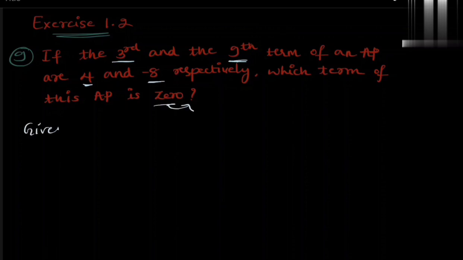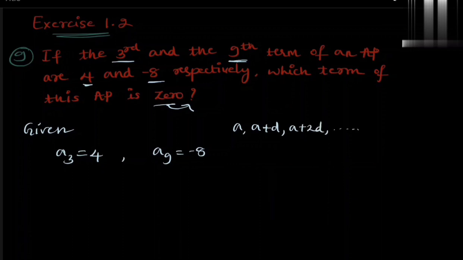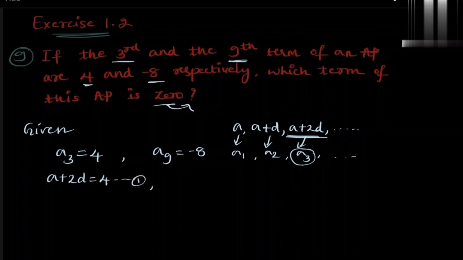So given the third term, that is A3 is equal to 4, and the ninth term, that is A9 is equal to minus 8. So we know the general formula, right? That is A, A plus D, A plus 2D, and so on. General form of an AP. So here A is denoted as A1, A plus D is denoted as A2, A plus 2D is denoted as A3, and so on. So here A3 means A plus 2D. So substitute here, that is A plus 2D is equal to 4. Call it equation 1. Again, A9 by the general form of an AP is A plus 8D is equal to minus 8. Call it equation 2.